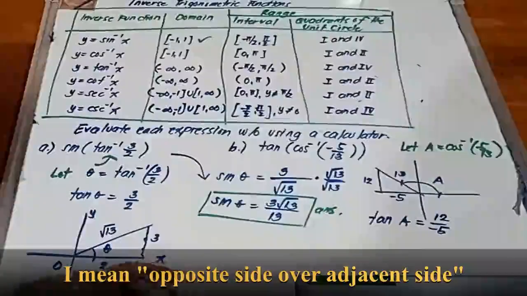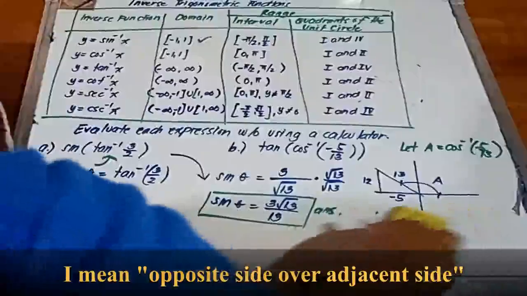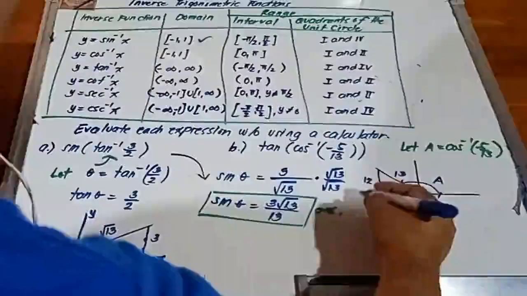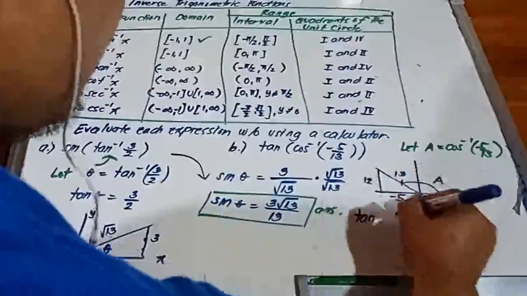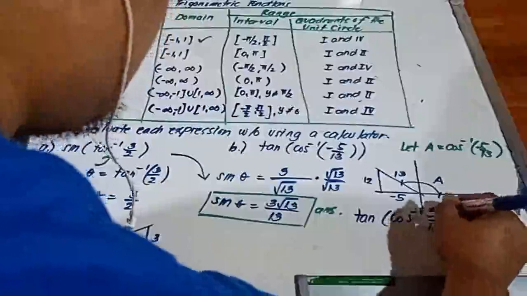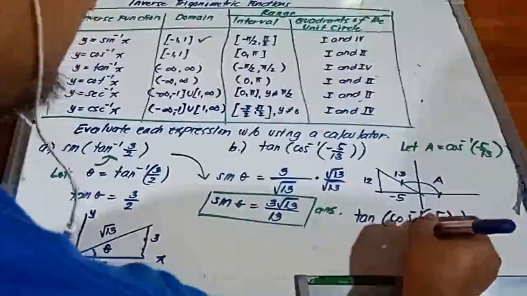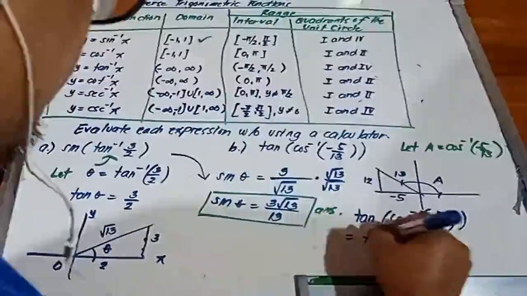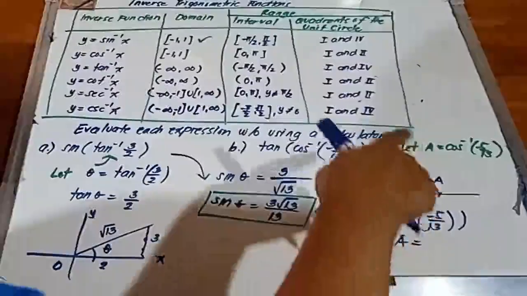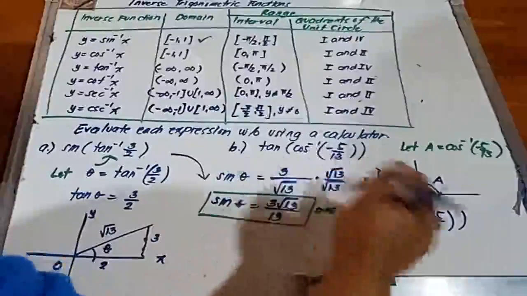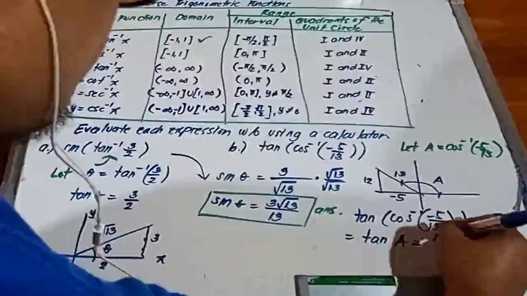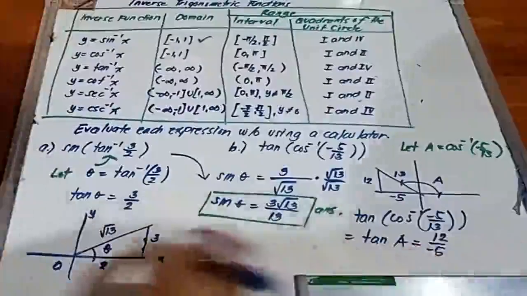Okay? Teka, para mas clear. So, ang kukunin natin ay tangent of cosine to the negative 1, negative 5 over 13. At we let this equal to A. So, we determine tangent A. Tangent A ay opposite side of this triangle over adjacent side. So, 12 over negative 5. So, yun, nasagot natin.